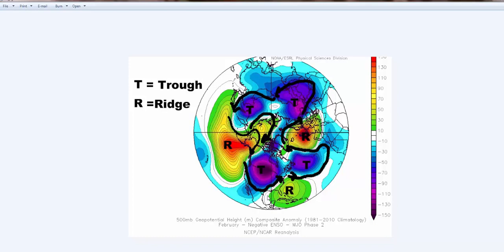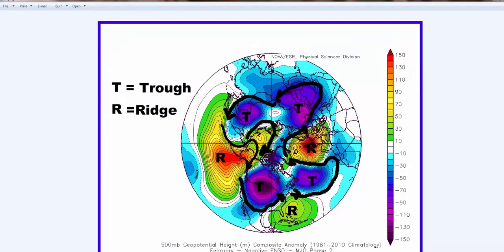So that's something to watch out for in phase two as well. So there you go. And then finally, you can see this in more detail here.